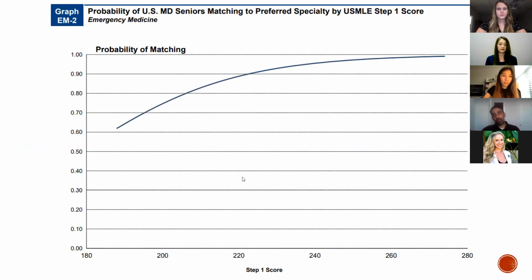And here's another graph if you want to look at it real quick. This typically shows your probability of matching based on your step score. It shows around 220, you have a 90% chance of matching. And obviously it goes up as you go higher, but even if you get lower, like around 200, you still have about a 75% chance of matching, which isn't so bad given that step score.